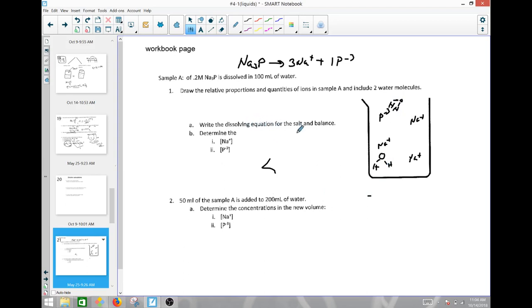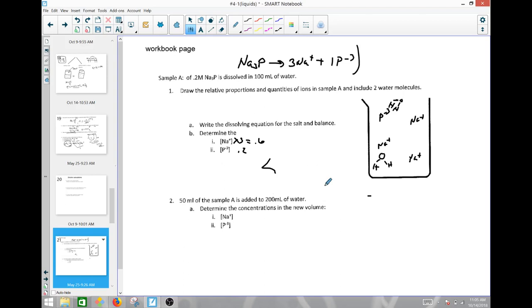Write the dissolving equation for the salt. All right, did that above here. Check. All right. And then what's the concentration? Well, this guy is going to be times 3, which is 0.6. And this guy is a 1 to 1 ratio, just 0.2. 3 times more than this one, which is why we have 3 times the sodiums.